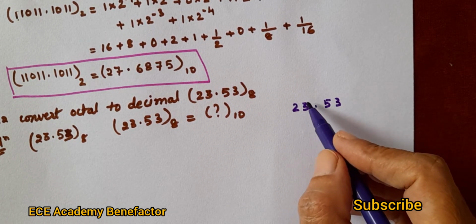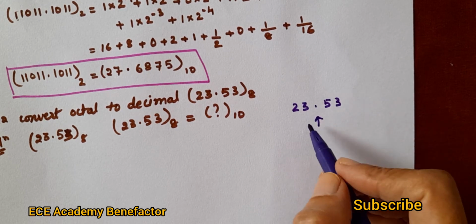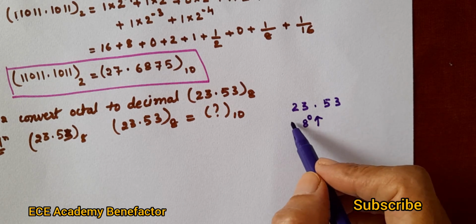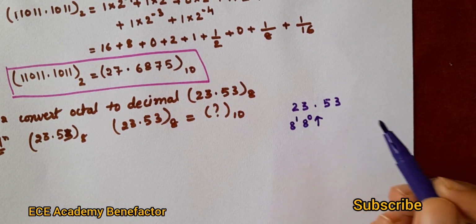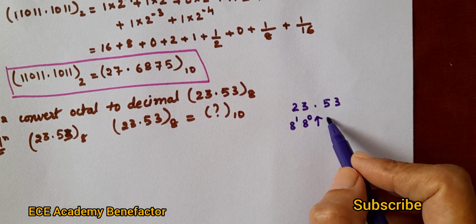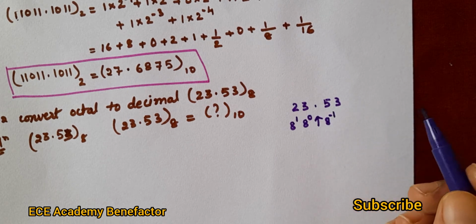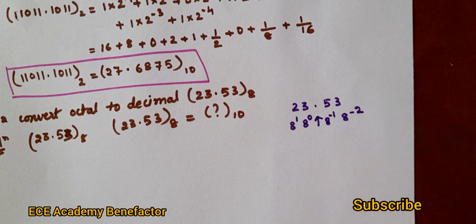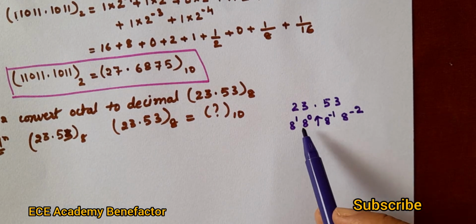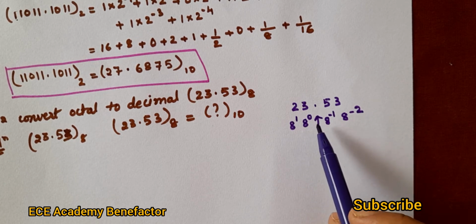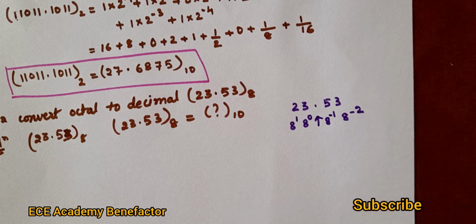On the left hand side, multiply this 3 by 8 to the power of 0 and then multiply 2 by 8 to the power of 1. On the right side, multiply this 5 by 8 to the power of minus 1. Multiply this 3 by 8 to the power of minus 2. In octal number, you have to multiply by 8 to the power of either 0 or by negative numbers like this. So, how do you do?